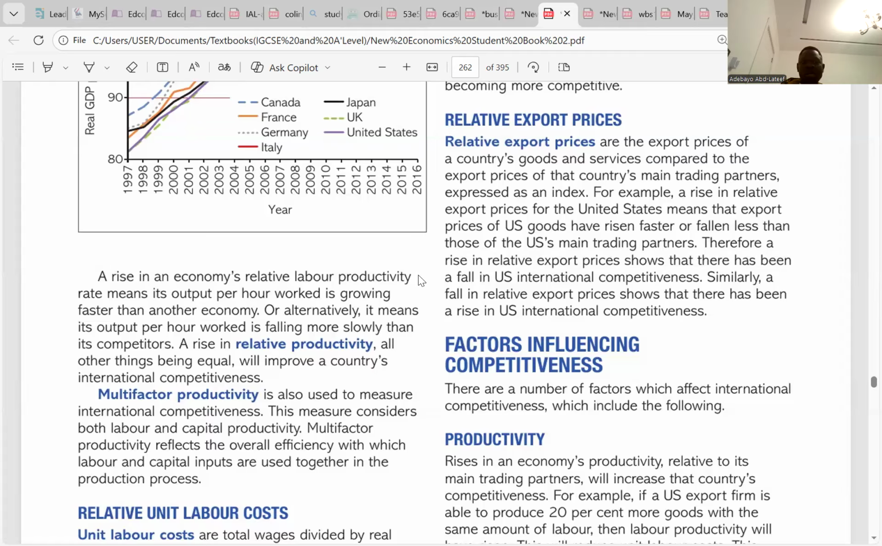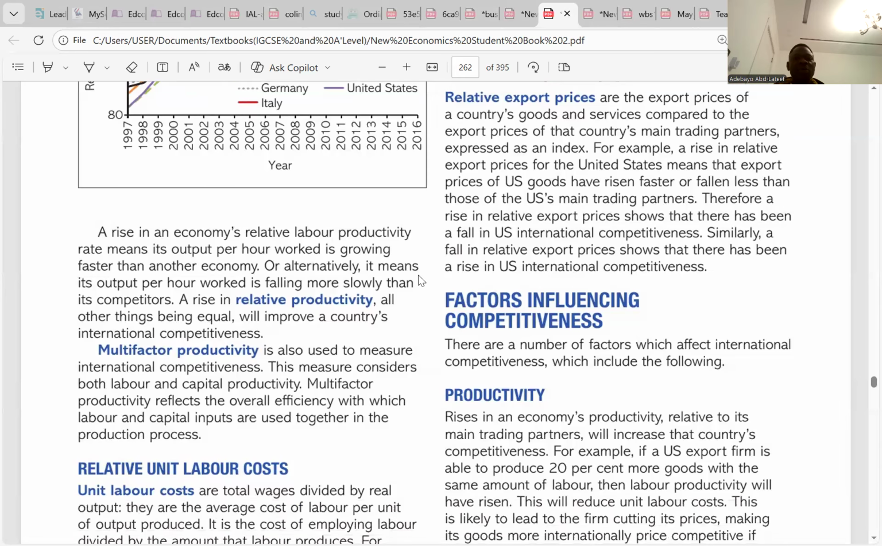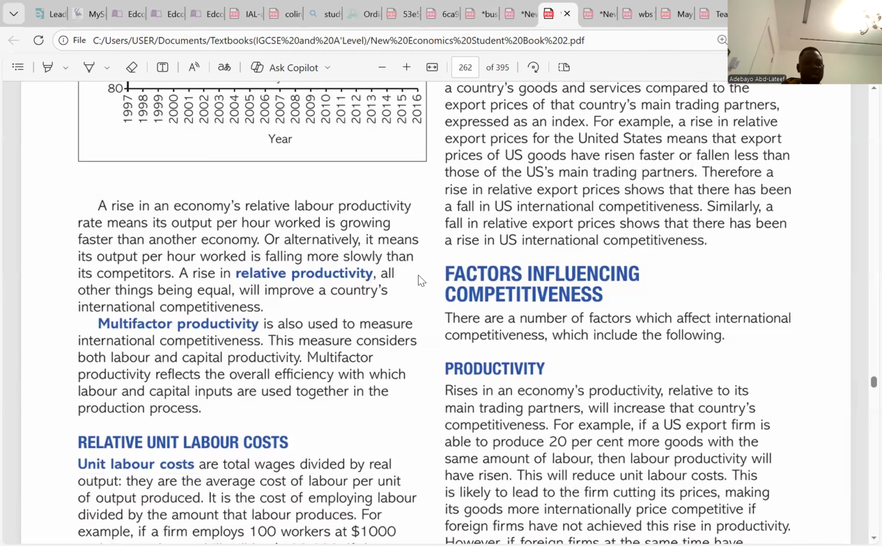So that's the way you can measure labor productivity. Every country's labor productivity could fall, but how much more it falls will determine which one is better. So a rise in relative productivity, all other things being equal, will improve a country's international competitiveness. At the end of it all, if labor productivity is increasing, it gives firms in a country the competitive edge over their competitors. I think the point about labor productivity is clear there.